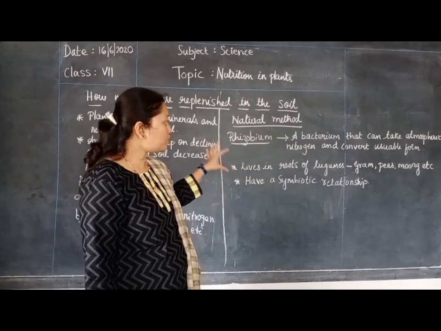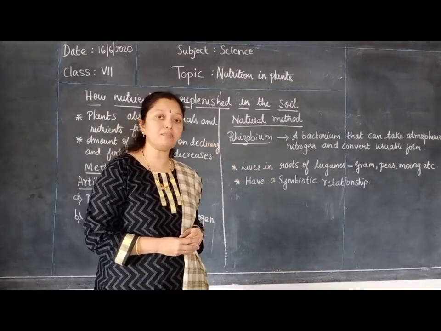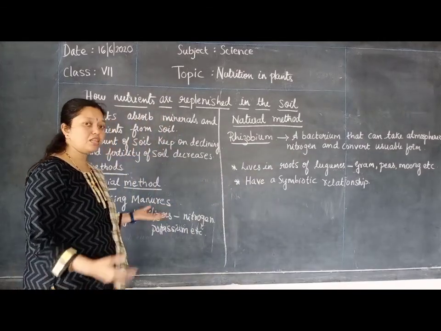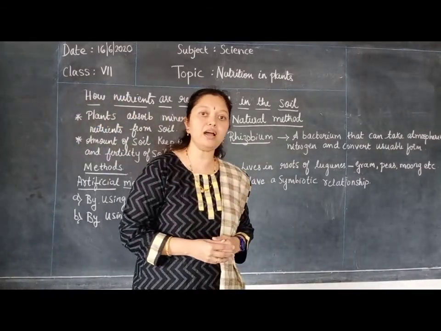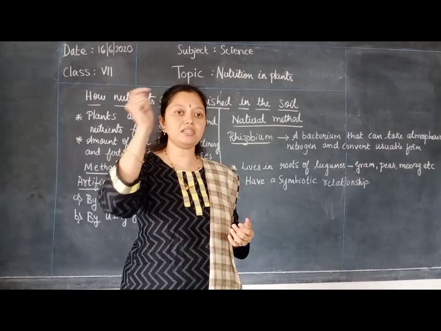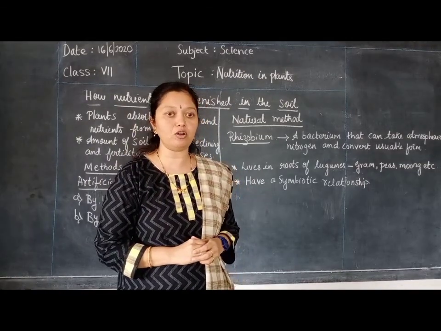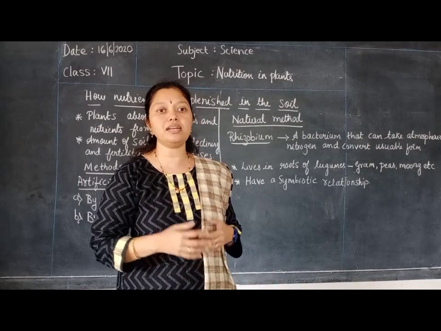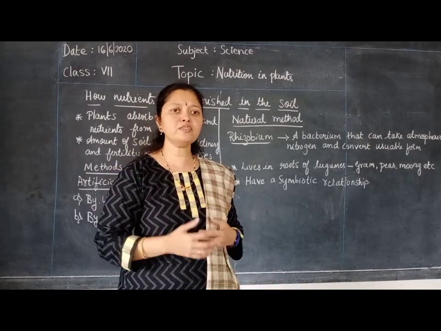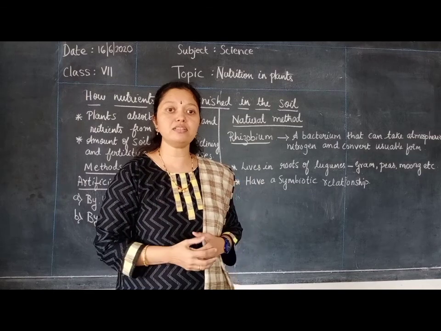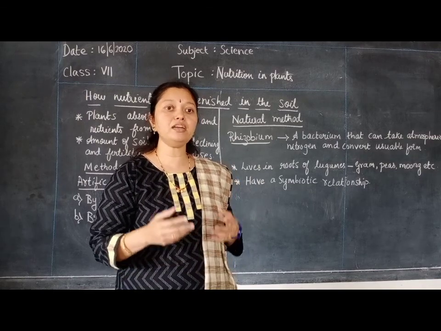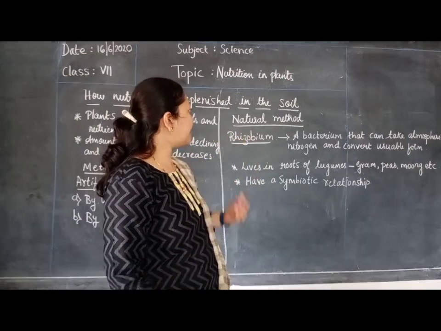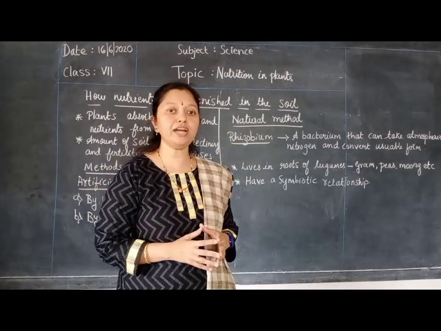One advantage of this natural method is this: by using fertilizers, you know that pollution takes place in the air by spraying different types of chemicals. But in the natural method, as the Rhizobium bacteria convert the nitrogen into a usable form, you can reduce the pollution. That is the main advantage of applying the natural method in replenishing the soil.